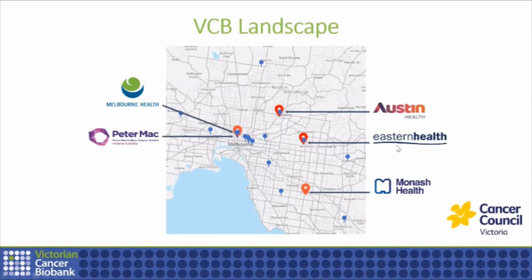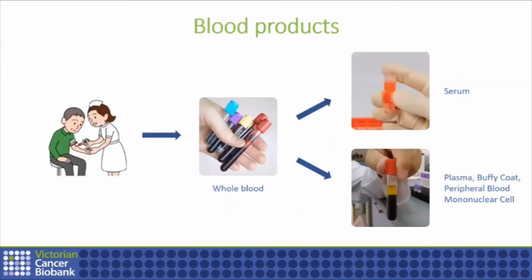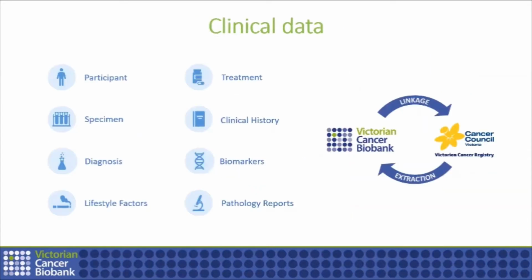I don't think I need to go through much about our products. In a general sense, we bank mainly tissues, in different formats for different purposes, which is quite standard. Similarly, blood is banked for different purposes. I don't have to emphasize how important the clinical data associated with the biospecimens is, as it's really important for any downstream analysis, to match up with the findings, and so on.